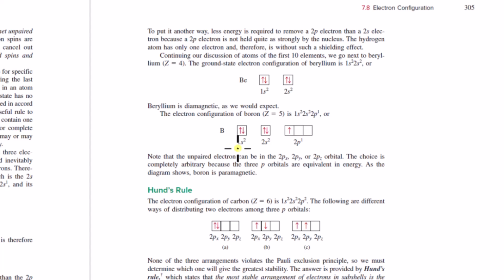So for boron, we come to the next highest energy orbital after 2s2, and you get 2p. And there are 3 orbitals. So here are the 3 orbitals. You see how they did that? S's have 1 orbital. For p, you have the x, y, and z orbitals. Note that the unpaired electron can be in the 2px, 2py, or 2pz orbital. The choice is completely arbitrary because the 3 p orbitals are equivalent in energy. As the diagram shows, boron is paramagnetic. So putting it here is arbitrary. You could technically put this in the px, py, or pz orbital.